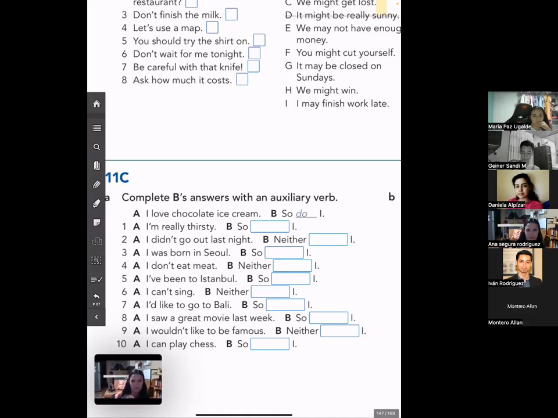One moment. Number eight. I say teacher. I saw a great movie last week. So did I. Perfect, because you're using I saw, a simple past. Then so did I, because did is a past auxiliary.